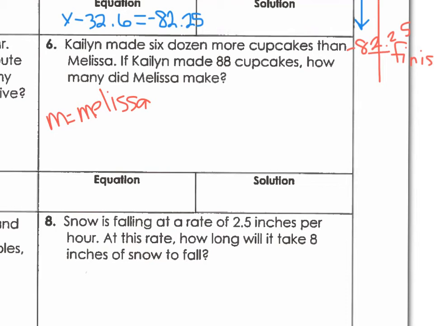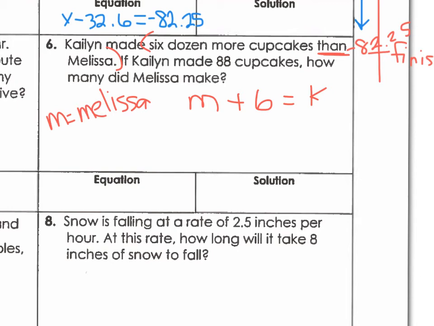All right, so these always confuse me because I got to think, well, who made more and who made less? So if Caitlin made more, that means Melissa made less, right? Okay, so I'm going to kind of parenthesize this. 6 dozen more cupcakes than Melissa. Remember, than is one of those turnaround words. All right, so that means Melissa plus 6 will give you however many Caitlin made.